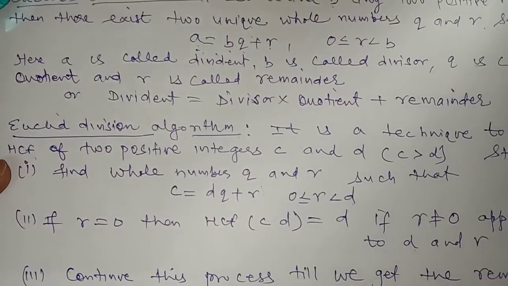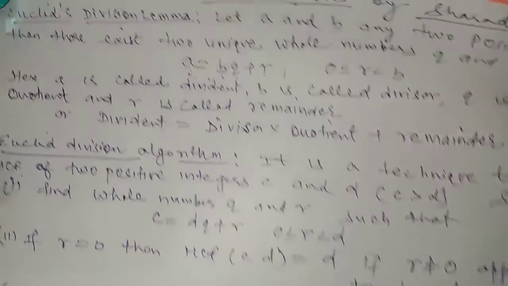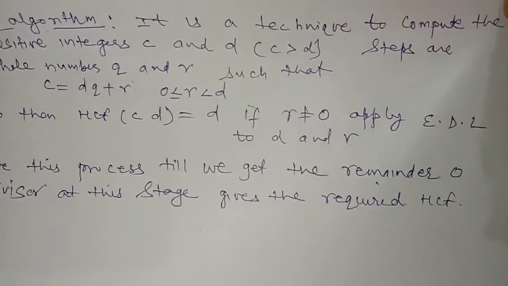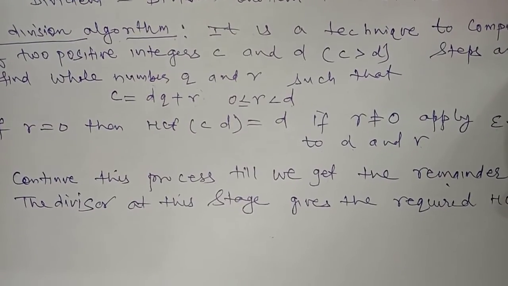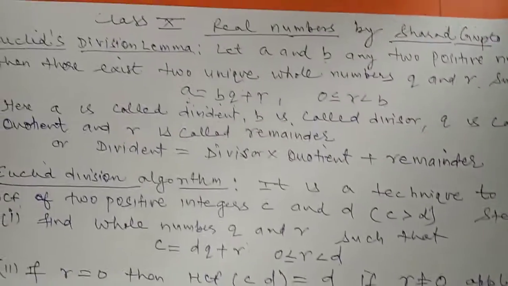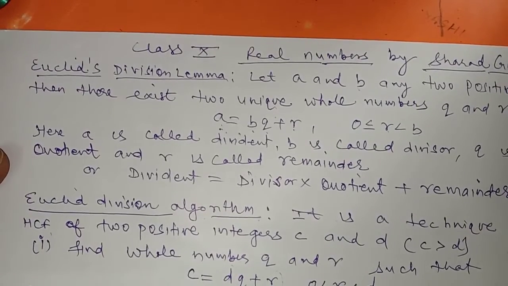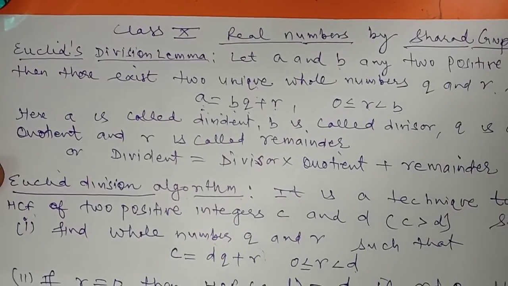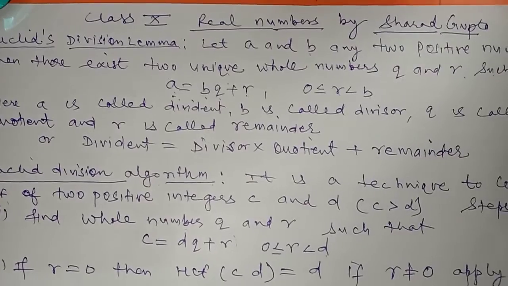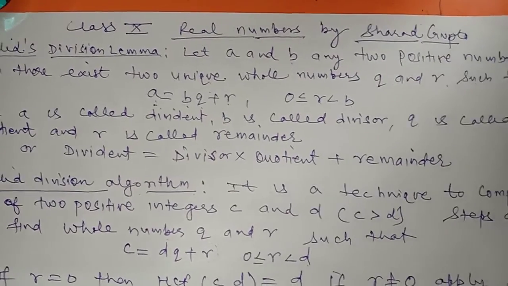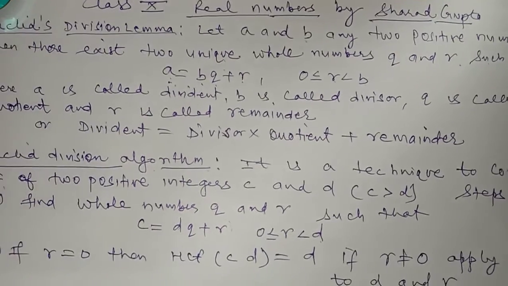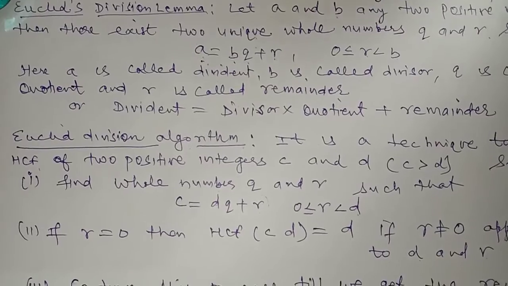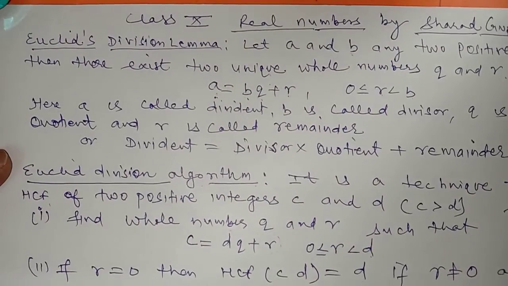Now you do this process until the remainder is 0. You have to continue this process until the remainder becomes 0. So this is the basic concept of Euclid division lemma and Euclid division algorithm. Euclid division lemma is basically where dividend is equal to divisor into quotient plus remainder, and Euclid division algorithm is a technique to find the HCF by using the Euclid division lemma.